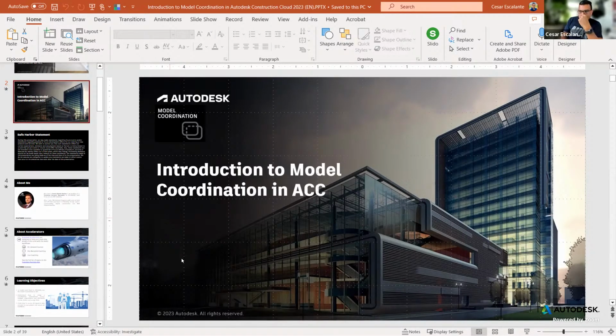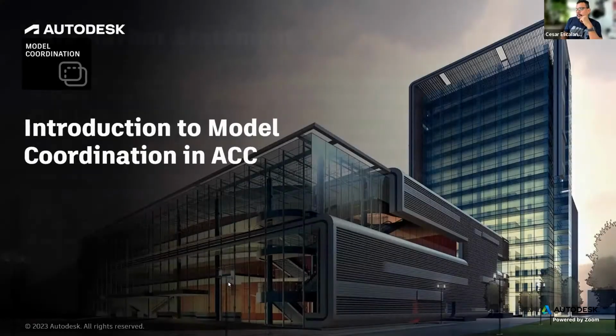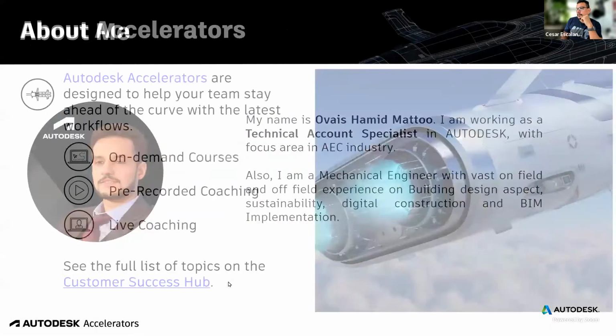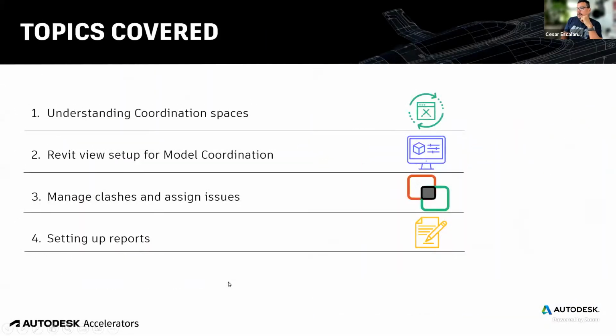Okay, introduction to model coordination. I'm gonna just run a few slides and then jump right into the demo. These are the things we're gonna set up: understand what is a coordination space, and how to set up a new coordination space. The coordination space is the place inside Docs that we designate as the repository of files intended for 3D coordination.